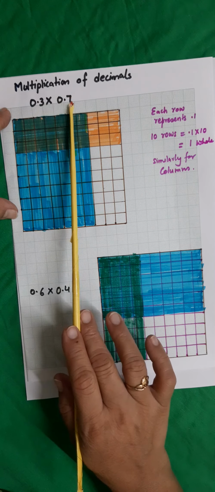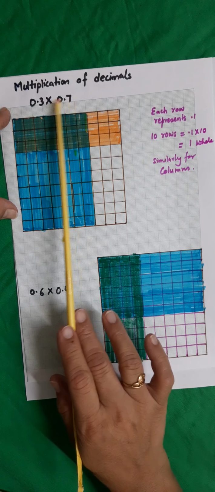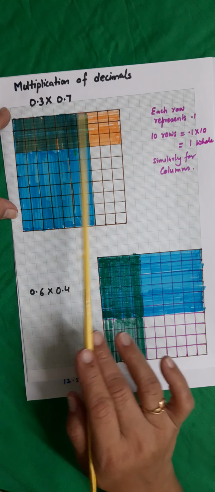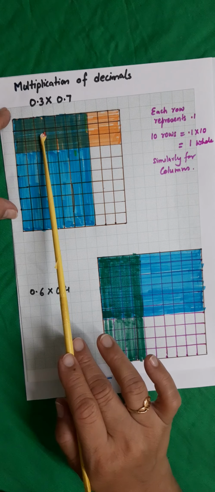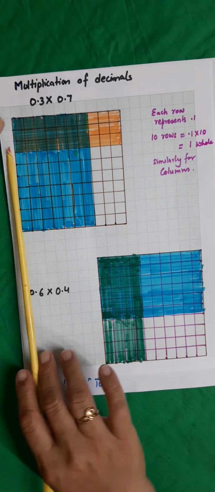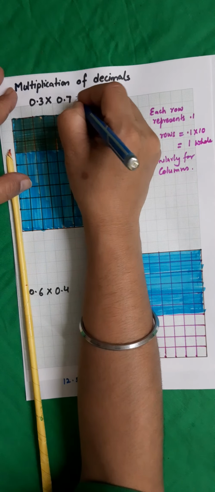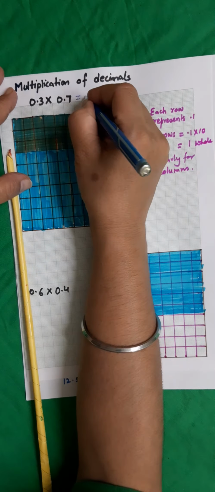Let me tell you the rule for 0.3 into 0.7. 3 into 7 is 21. The decimal places are 2, so I will put the decimal before 2 places. Means 0.21. Alright, this is equal to 0.21. Let us count these.